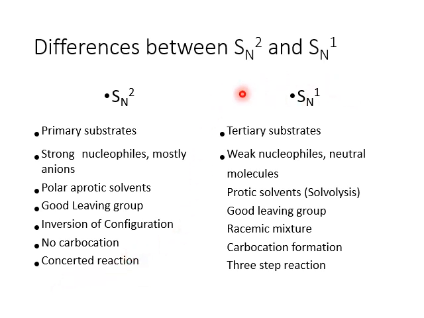For SN1, it's better to have tertiary substrates, and it's better to have weak nucleophiles and or neutral molecules. Word of advice: if you're using a secondary substrate, you might use SN2 or SN1. It depends on the specifics. But for SN1, again, you need a protic solvent so that the substrate and nucleophile combo undergo solvolysis. You need a good leaving group. For both cases, you need a good leaving group. But it's less important for SN1.